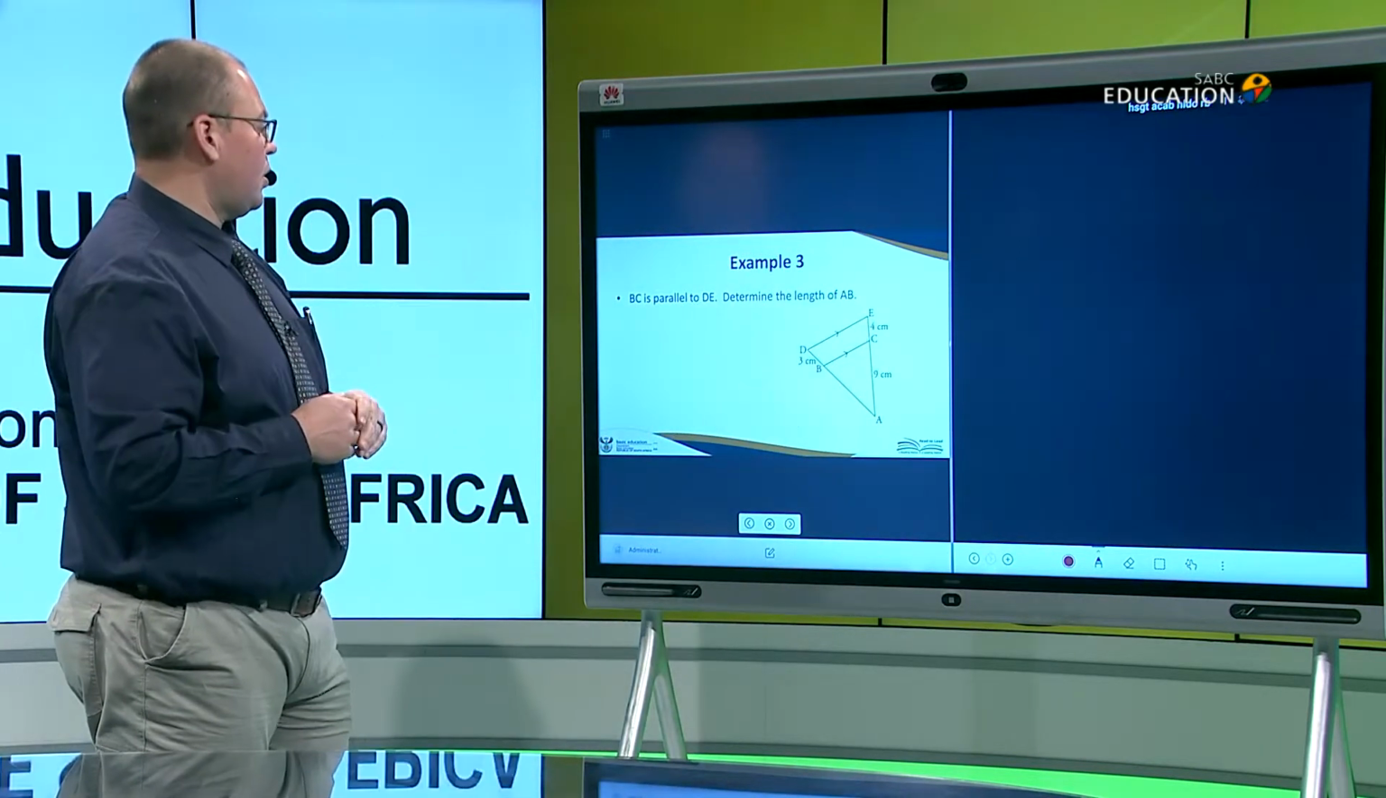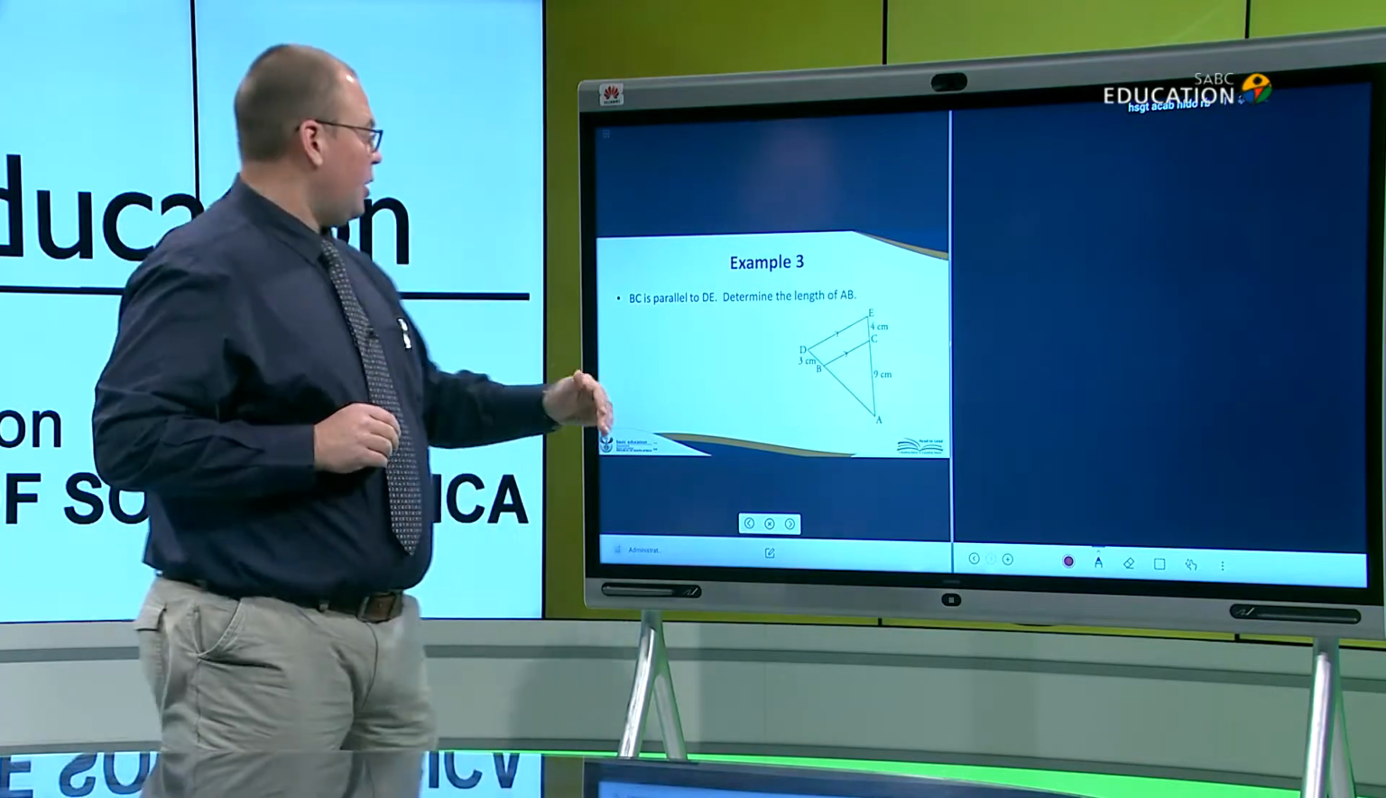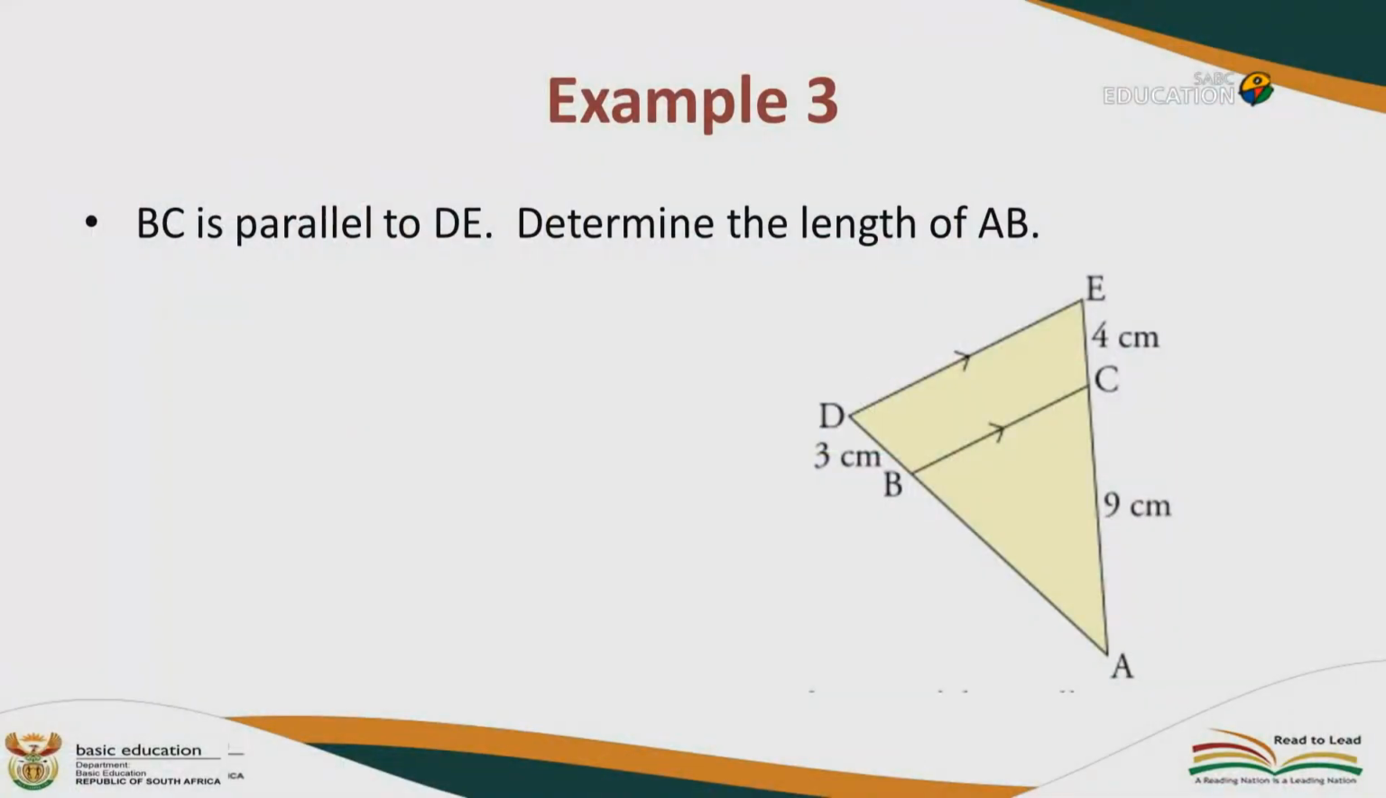So let's have a look at example 3. They say BC is parallel to DE, meaning the side BC is parallel to DE. Determine the length of AB. Okay, so now the biggest question will be, do I have to prove something first? Because it is given that it is parallel, you can state the proportion immediately. You don't have to try and prove first that they are similar or something like that.